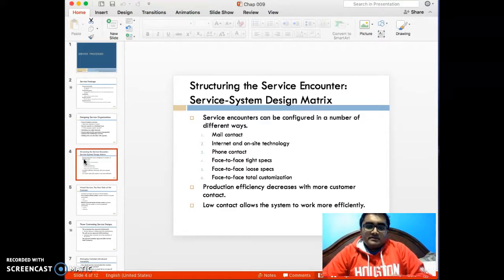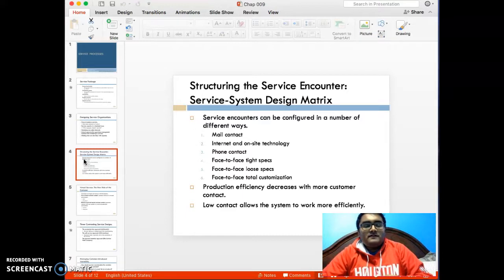So there are a lot of ways services can be designed. They could be through mail. Some of the services can be on the internet, like Amazon. Some of them could be phone contact, like you call this person and they'll set up an order for you.